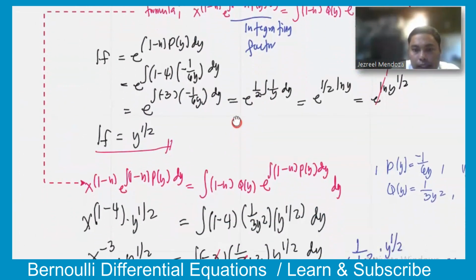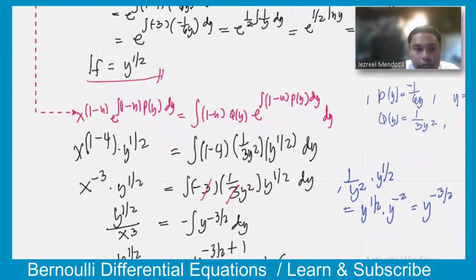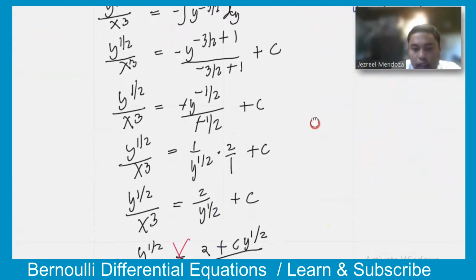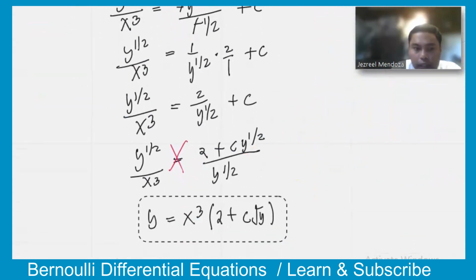After that, let's substitute into the formula. Okay, this is the integrating factor. After that, cancellation takes place. Simplifying, then adding the exponents, and then integrate. Then from that, we arrive at our final answer.